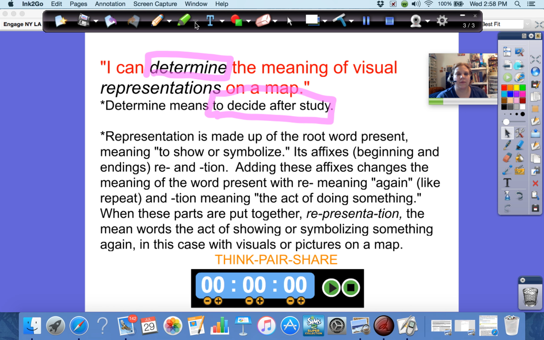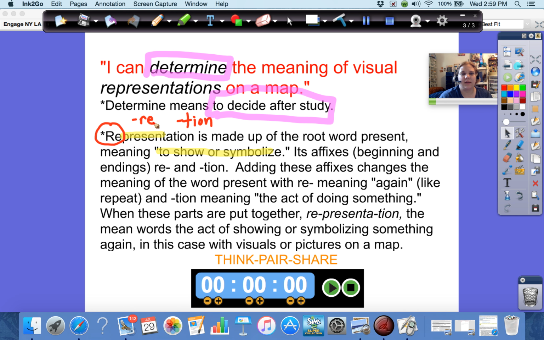Now, let's look at the word representation. Okay, the root word here is present. Okay, and that means to show or symbolize. The affixes, okay, which are re, and when we talk about prefixes, we usually use this little hyphen to indicate it's not re, it's the re. This is the beginning sound, and then tion is the end sound, so we use that little hyphen there. But they change the meaning of the root word.